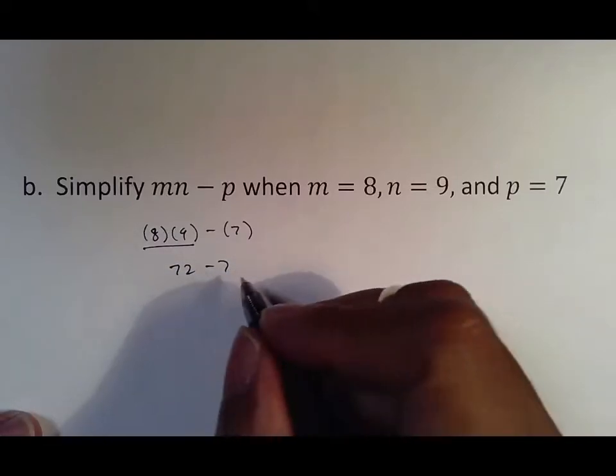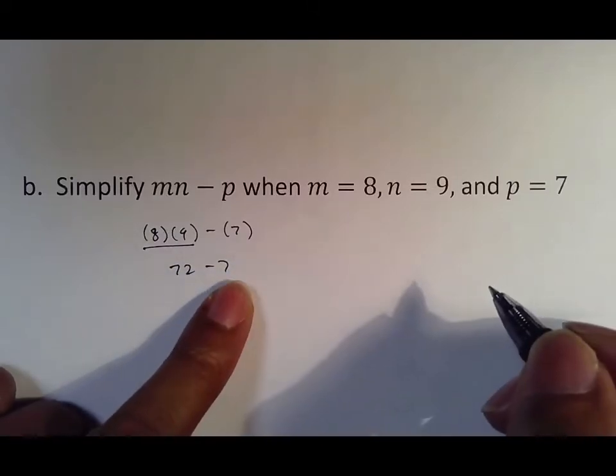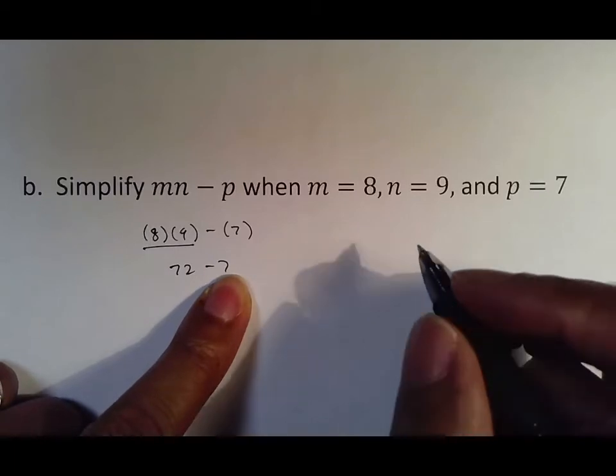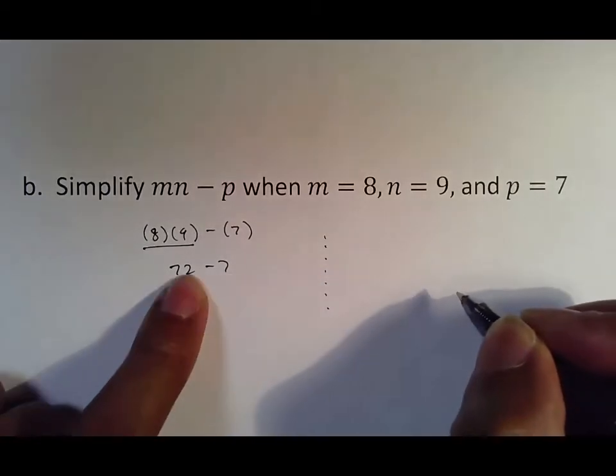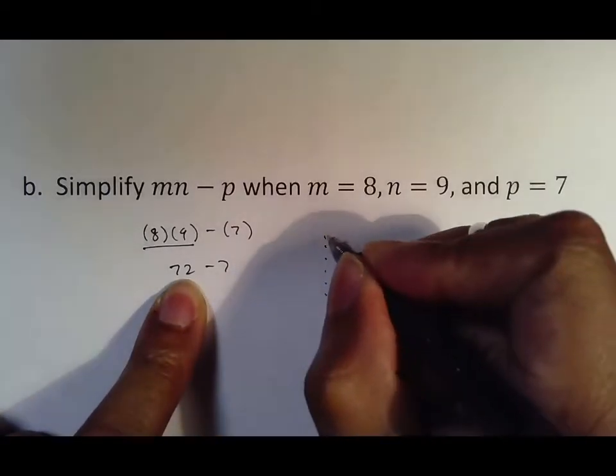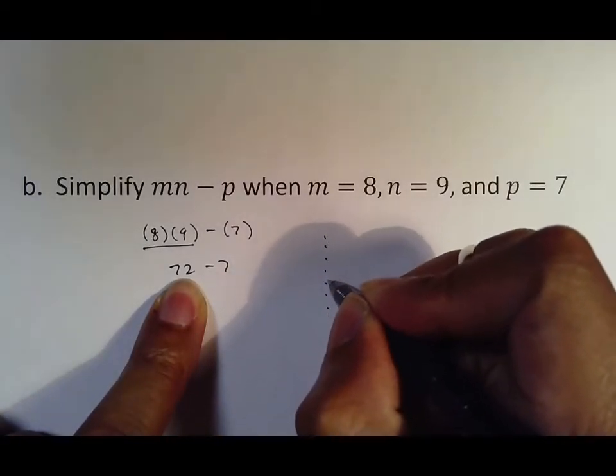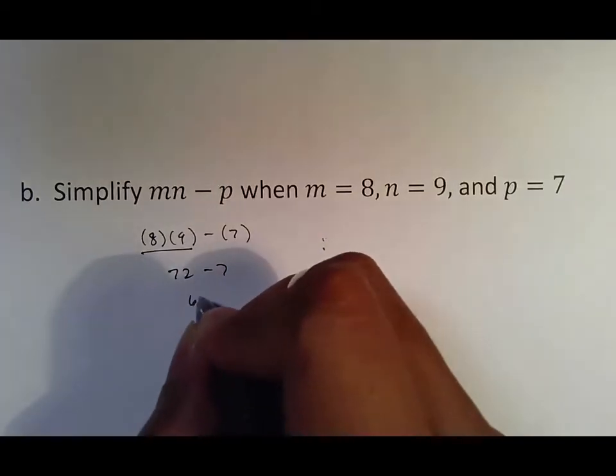And then 72 minus 7, if you don't know, here's what I usually do. I take the smaller number, or the number I'm subtracting, which is 7, especially when it's small. 1, 2, 3, 4, 5, 6, 7 dots. And then I just count down from 72. 71, 70, 69, 68, 67, 66, 65.